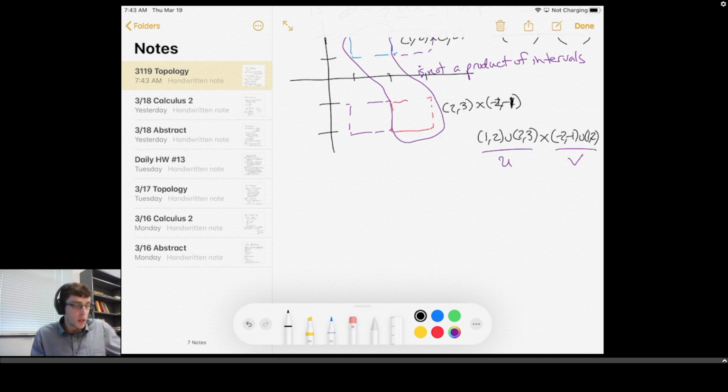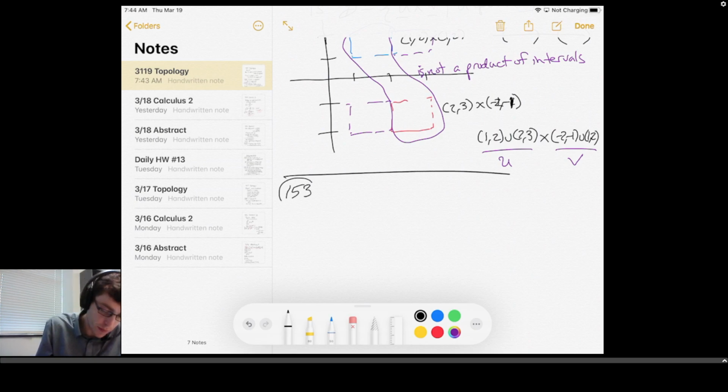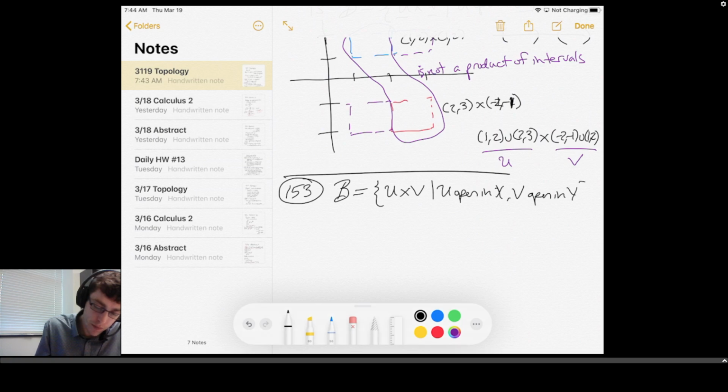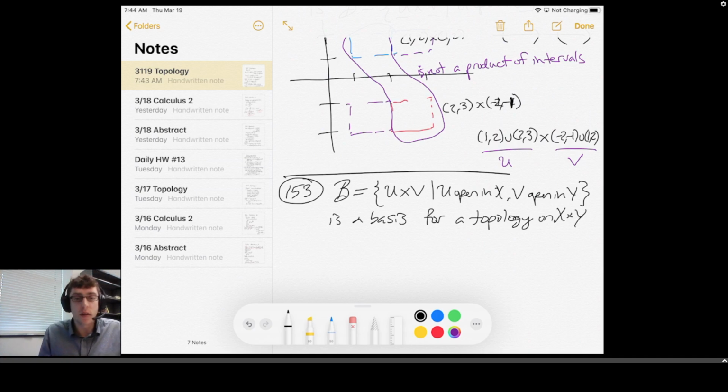All right. So, this is 153. That B equal to the set of U cross V, U open in X, V open in Y, is a basis for a topology on X cross Y. And the topology it's the basis for, the topology generated by it, is called the product topology.